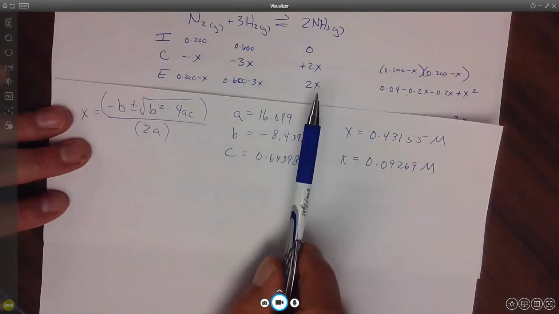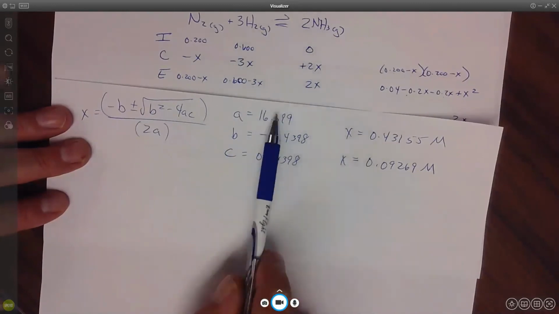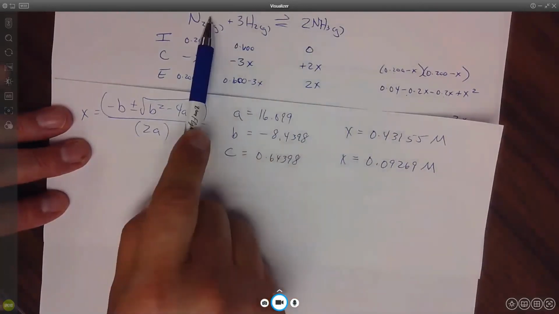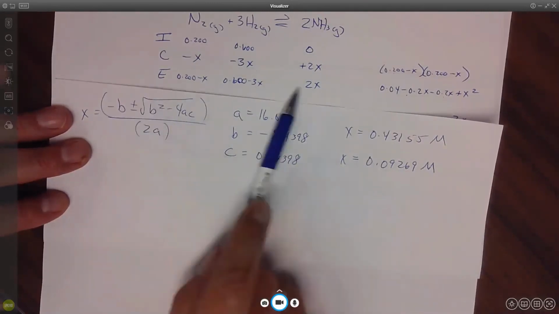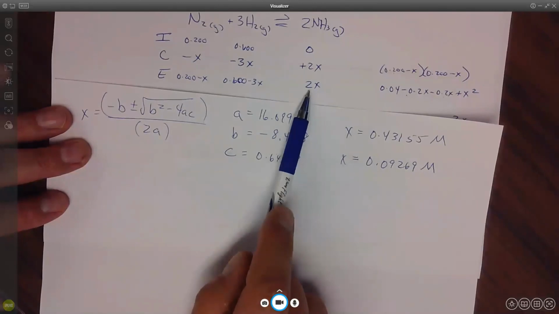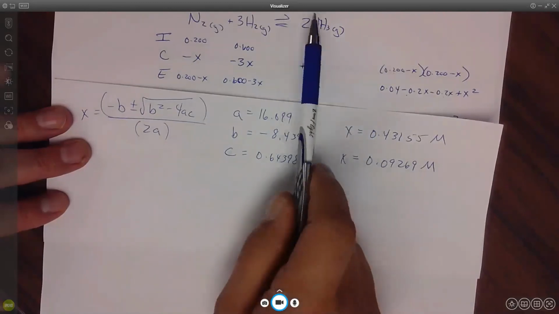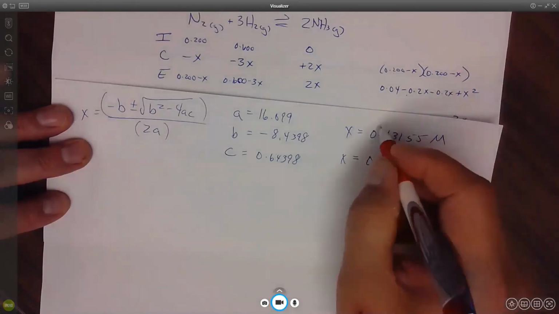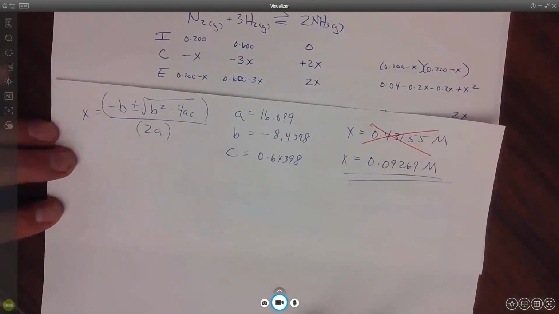Mm-hmm. But if we didn't have zeros in here, if a negative x worked and none of the concentrations were going to end up being negative, all that means is that the reaction actually went from products back to reactants. So yes, we can have a negative x. Not in this problem, because that would give us a negative concentration. But in future problems, we will have negative x's. And it just means that the reaction is going from products back to reactants. So we got to eliminate this one because that's going to give us a negative concentration. So that means this is going to be our value of x.